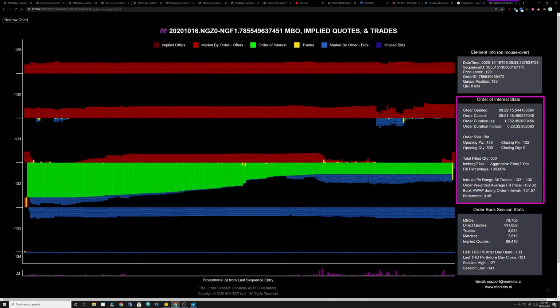And in looking at it, we see it opened at 9:30. It was a busy time of day. Closed at 9:51, and its lifetime or interval on the book was 22 minutes and 32 seconds. It's 133 bid for 500, and it came in at 133, and it went out at 132. Total quantity filled was 500.